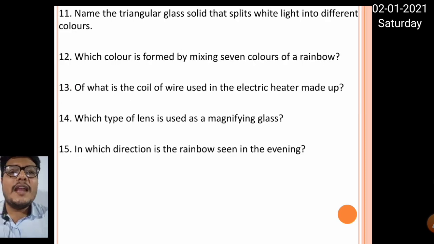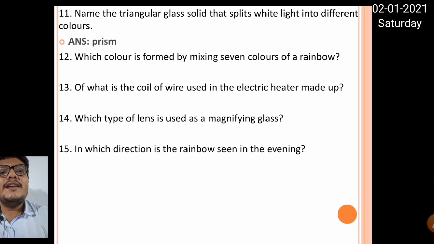See the next one. Name the triangular glass solid that splits white light into the 7 different colors. So that is prism, right? Prism separates 7 different colors. See number 12. Which color is formed by mixing 7 colors of the rainbow? If you mix all 7 colors, it forms a new color, correct? We don't know the name, no, but it is white color.